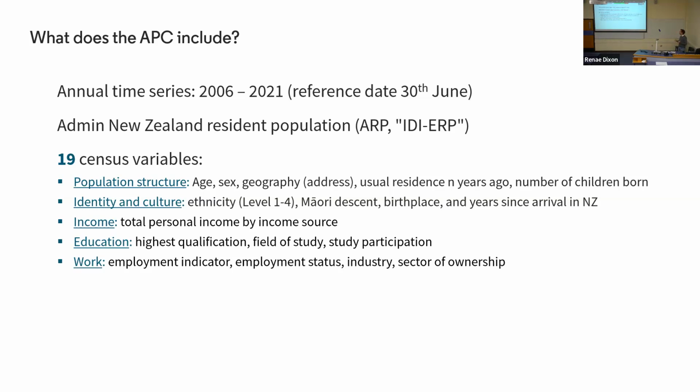We also have Māori descent, birthplace, and for those who haven't been born in New Zealand, the years since arrival in New Zealand. And then 3 groups which we've added in this second iteration that we've released, which added a lot to the growth. And these are income, education, and work variables.